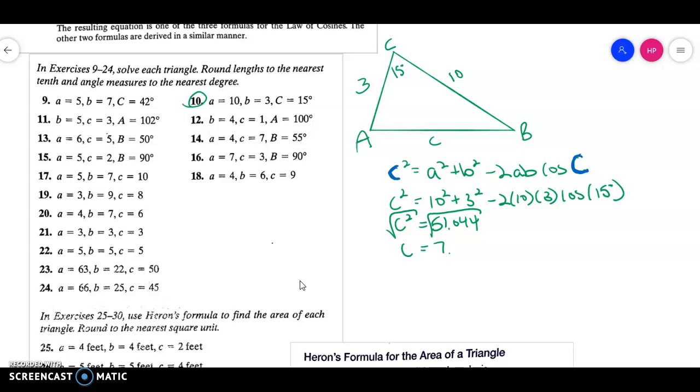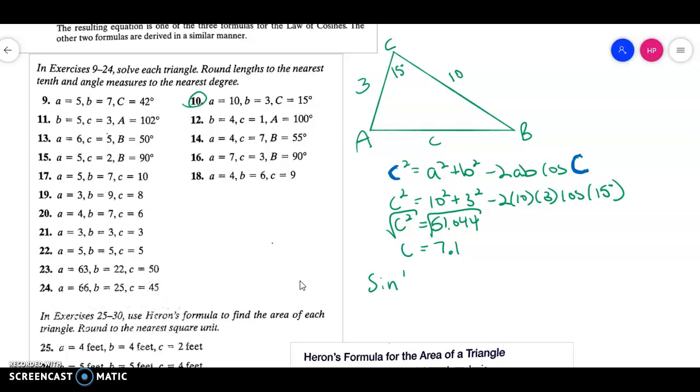So to find C, I have to square root both sides, and so C is equal to 7.145. This says to the nearest tenth, so it becomes 7.1 for side C. So now that I know side C and I need to find my missing angles, I actually hop back to the law of sines because I have C's paired together.